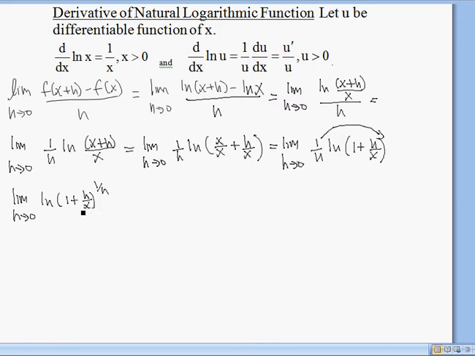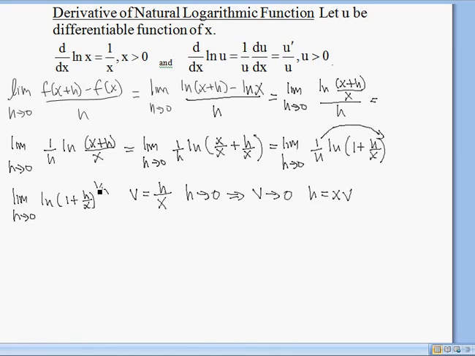Okay, I'm going to do a convenient substitution here. I'm going to let v equal h over x. And if that's the case, as h approaches 0, that means v also approaches 0. And it's also true that h is equal to x times v, just by rewriting this, multiplying the x over, just doing a little cross multiplying here.